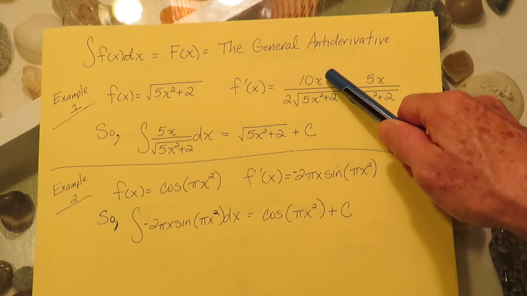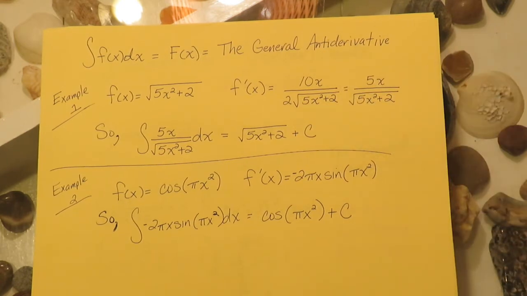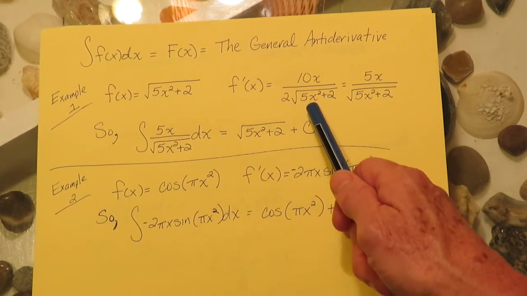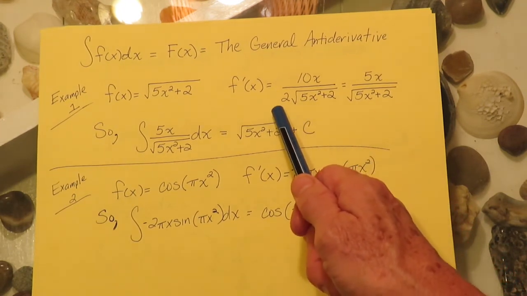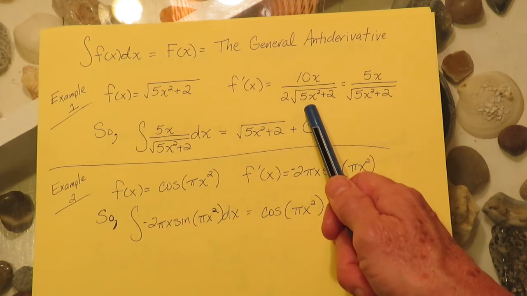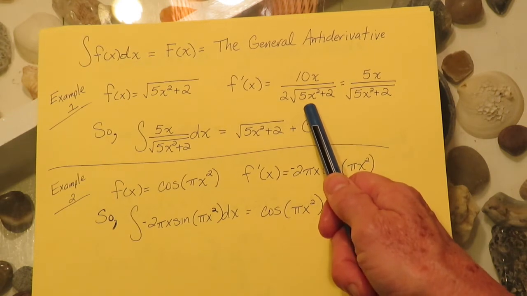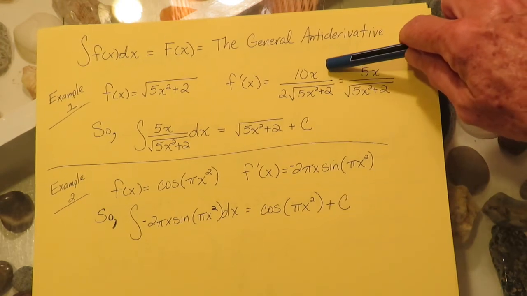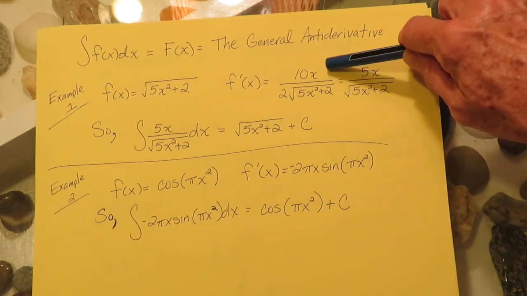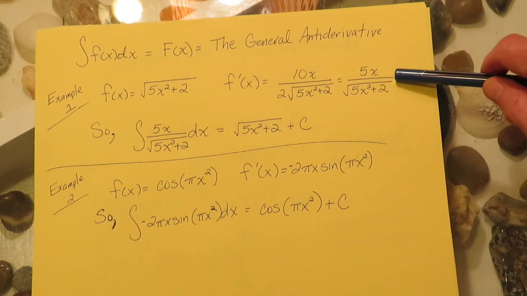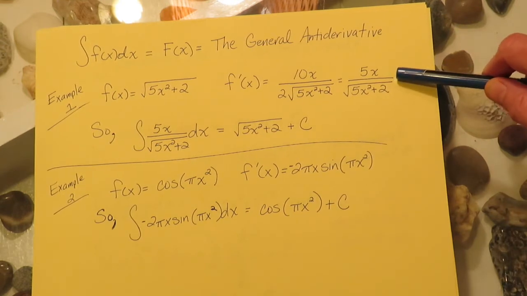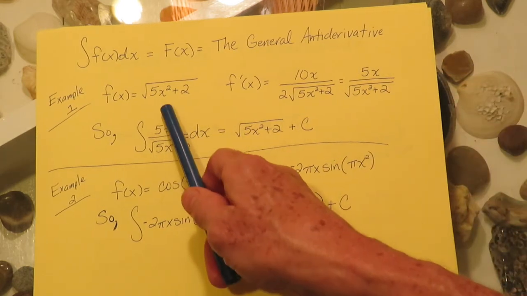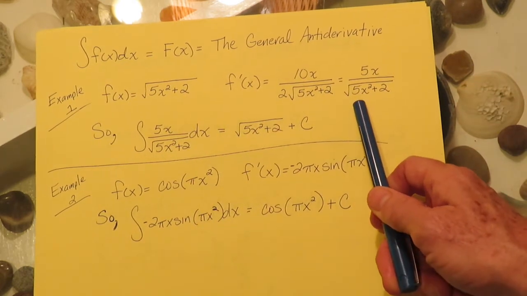So the chain rule says when you're taking a derivative of a composed function, you take the derivative of the outside function, so 1/2 times the 5x squared plus 2 to the negative 1/2 power, and then the chain rule has us multiply by the derivative of the inside, the 10x. That simplifies down to 5x over the square root of 5x squared plus 2. Okay, so I was given a function, I found its derivative.